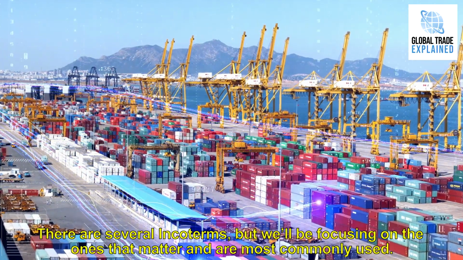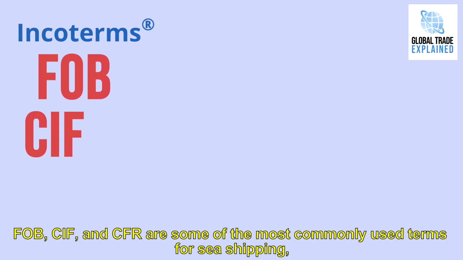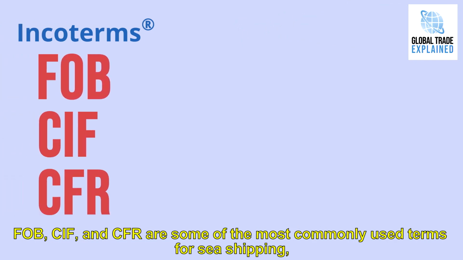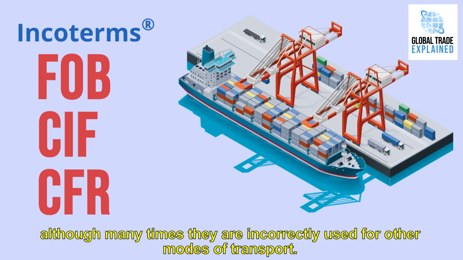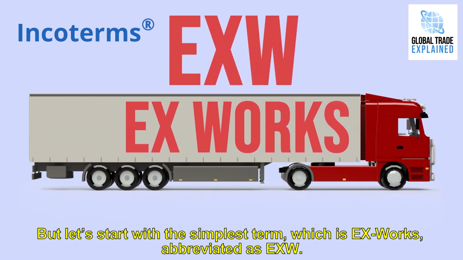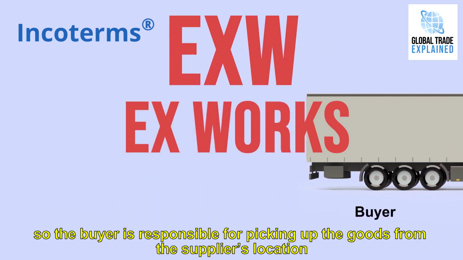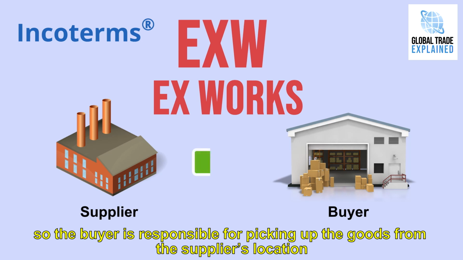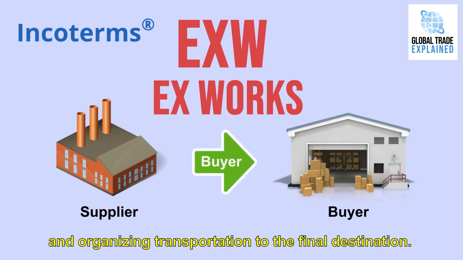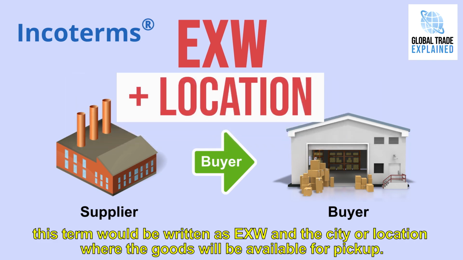There are several Incoterms, but we'll be focusing on the ones that matter and are most commonly used. FOB, CIF, and CFR are some of the most commonly used terms for sea shipping, although many times they are incorrectly used for other modes of transport. But let's start with the simplest term, which is ex-works, abbreviated EXW. This means that the supplier provides no delivery whatsoever, so the buyer is responsible for picking up the goods from the supplier's location and organizing transportation to the final destination. So on a contract or invoice, this term would be written as EXW and the city or location where the goods will be available for pickup.